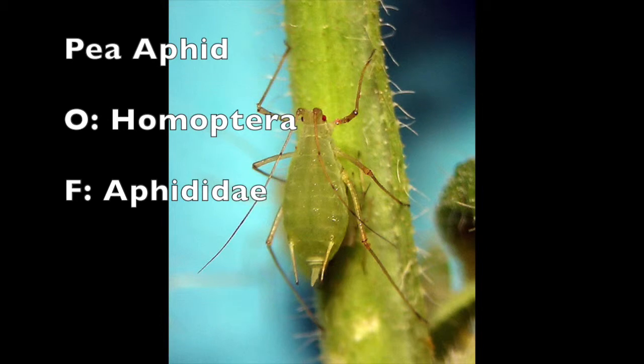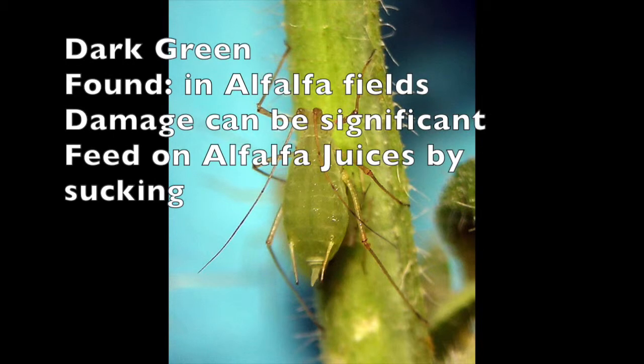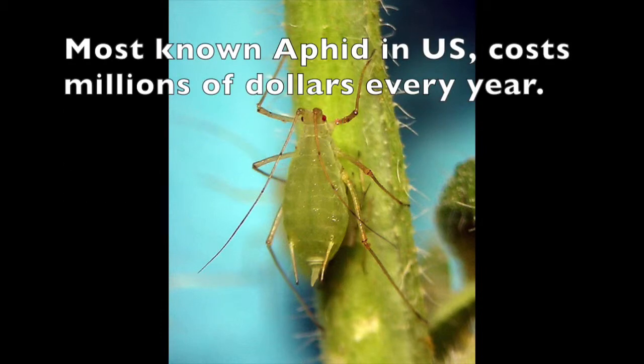Here is the pea aphid. It's from the order Homoptera and the family Aphididae. It is dark green and also can be found during spring and early summer in alfalfa fields. Their damage can be significant and they feed on alfalfa juices by sucking. They produce a substance called honeydew. They're considered the best known aphid in North America. Yearly, they damage crops, costing millions of dollars.